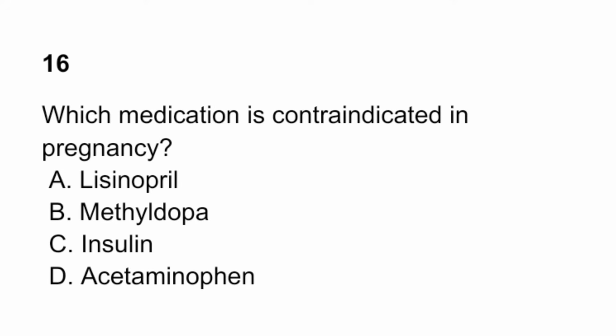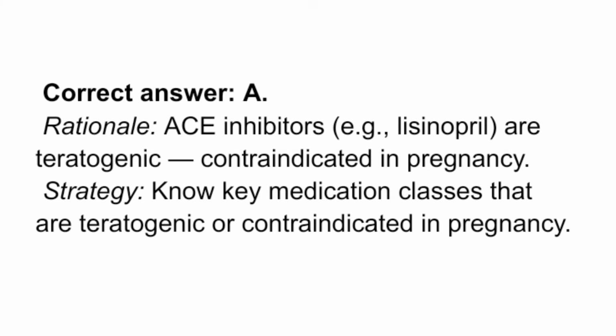16. Which medication is contraindicated in pregnancy? A. Lisinopril. B. Methyldopa. C. Insulin. D. Acetaminophen. Correct answer, A. Rationale: ACE inhibitors, e.g., lisinopril, are teratogenic and contraindicated in pregnancy. Strategy: know key medication classes that are teratogenic or contraindicated in pregnancy.